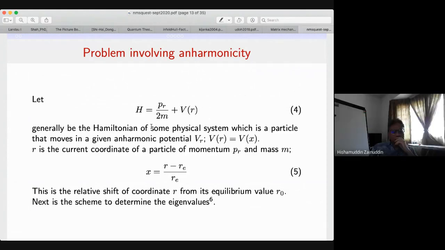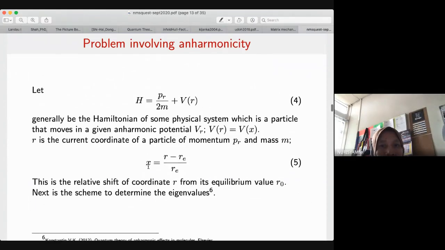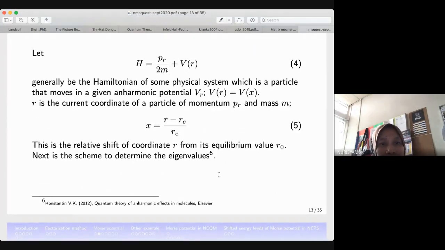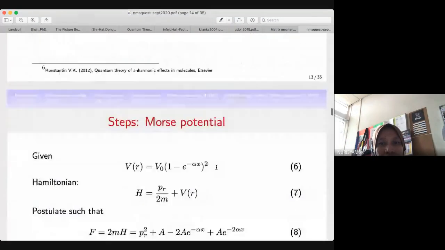Okay, so this is what I said: your x that corresponds to your Morse potential will take this form, r minus r_e over r_e. Here r_e is actually your r naught, this is a typo. So your r_e is the equilibrium value.